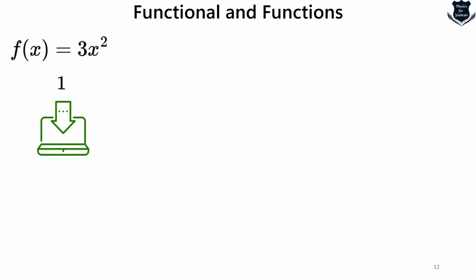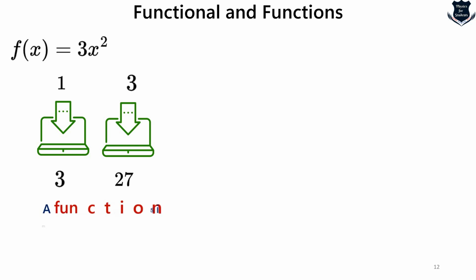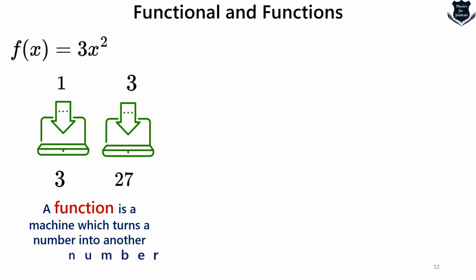So let us imagine that we take a function f of x equals 3x squared, and I try to put it in the machine. Say for example, if I put the value as 1, it will come up as 3. If I put the value as 3, it will come up as 27. Simple. So this states that the function will turn the number 1 into the number 3 and 3 into the number 27. That means given a number, a function will return another number. So the definition is that a function is a machine which turns a number into another number.